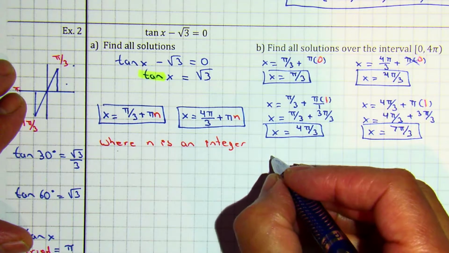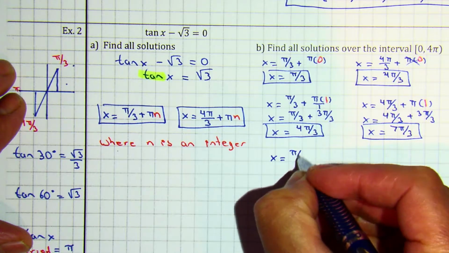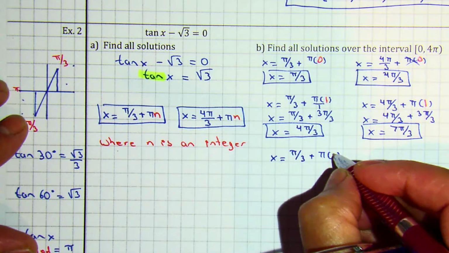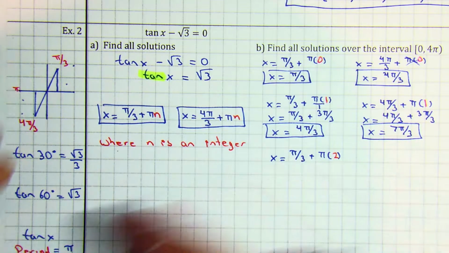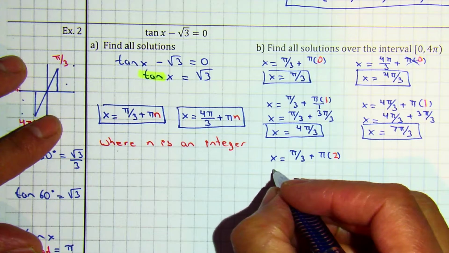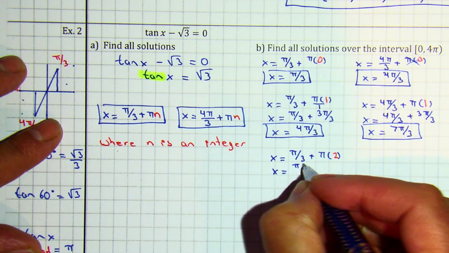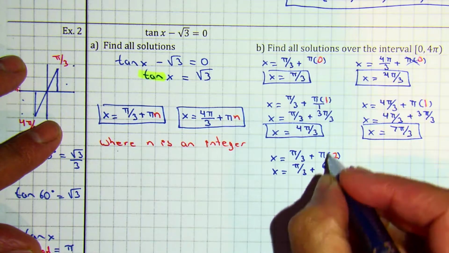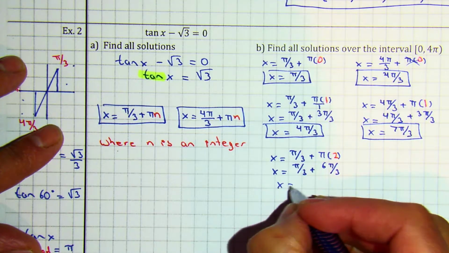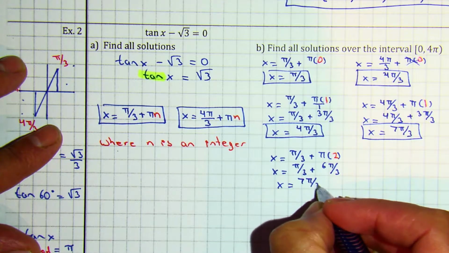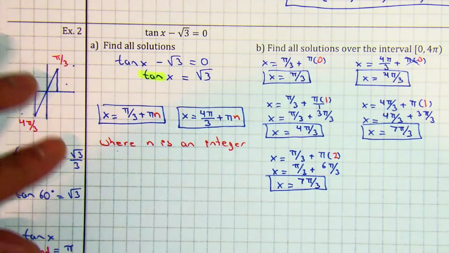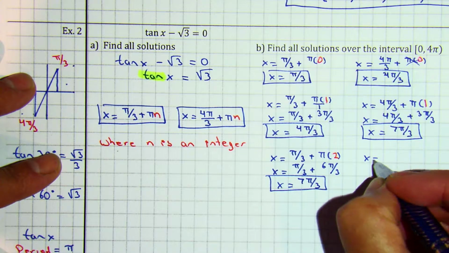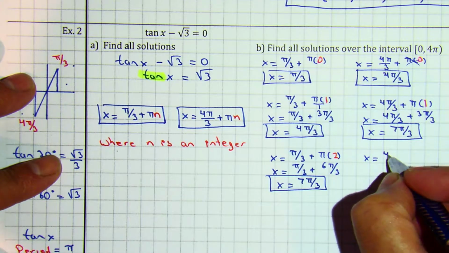Now I'm going to plug in a 2. Well, this is already 2 pi, still fine, right? So I'm going to multiply by 3, so I end up with pi over 3 plus 6 pi over 3, which is 2 pi. So therefore x equal to 7 pi over 3. That's still 2 1/3, still smaller than 4 pi. Now I'll plug in a 2 over here.